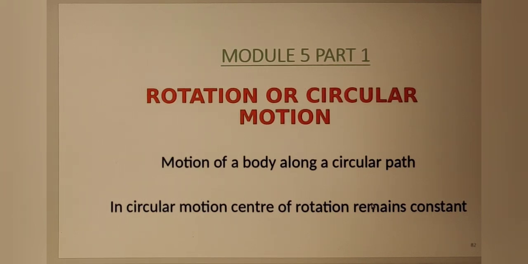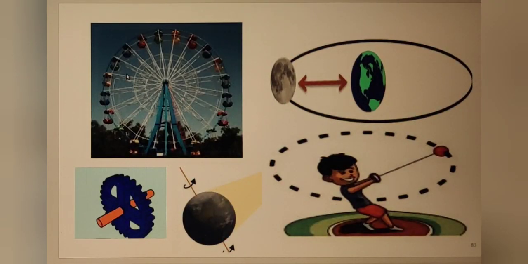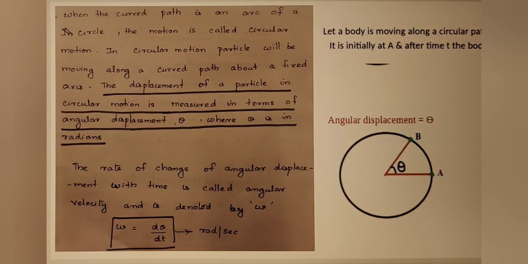So here we are dealing with a body moving along a circular path. When a body is moving along a circular path, the center of rotation remains constant. So here are some examples of circular motion. In the figure you can see a body moving along a circular path.